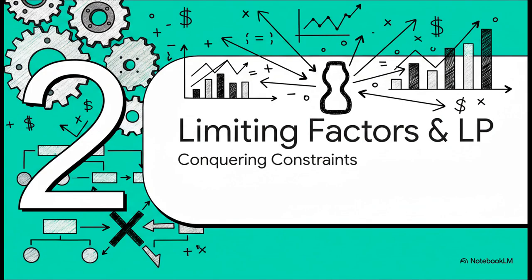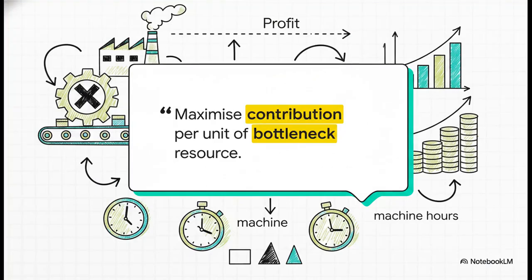Which brings us to Section 2, Limiting Factors and Linear Programming, Conquering Resource Constraints. This is where we conquer those constraints, using pure math and strategic logic. When you hit a bottleneck, your entire production strategy has to pivot. You're no longer just looking at what makes the most money overall. You are looking at what makes the most money relative to the exact thing that is holding you back.